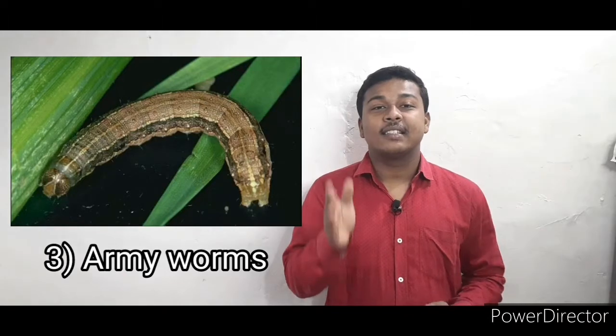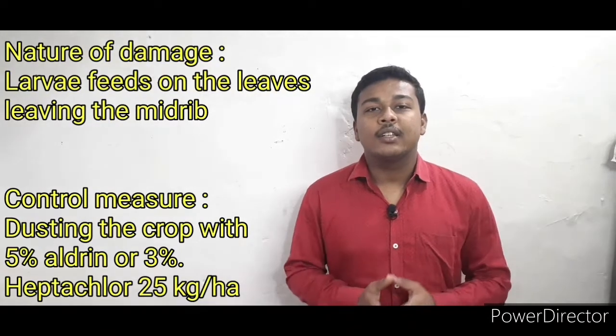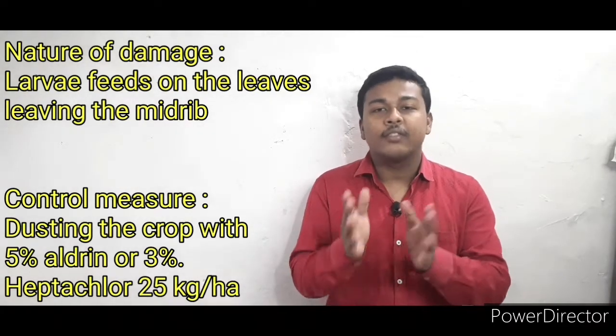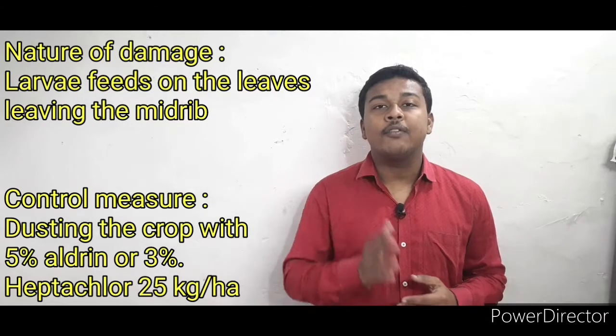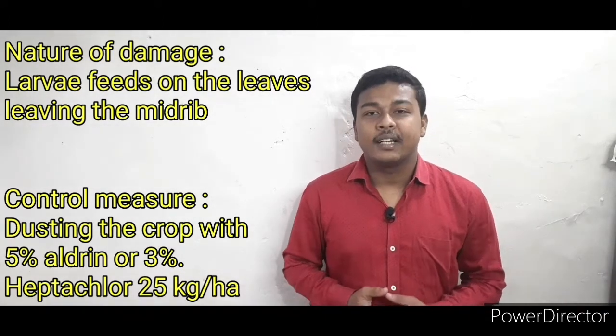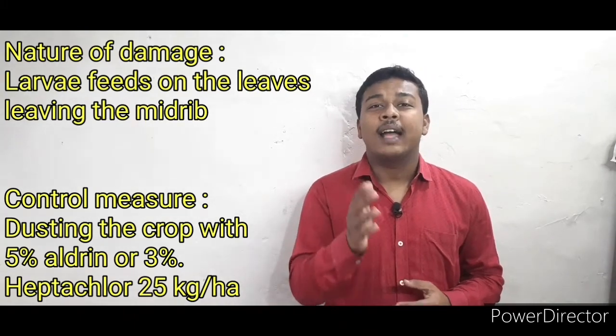Now the next pest is the armyworm. What they do is, the larvae feed on the leaves, leaving the midribs, and to control this, dusting of the crops should be done with the help of 5% Aldrin or 3% heptachlor at 25 kg per hectare.